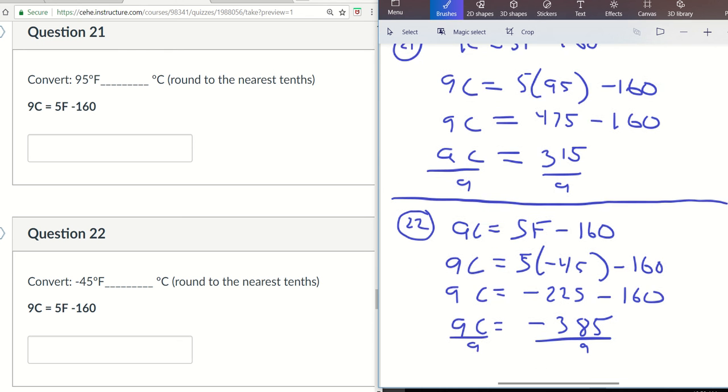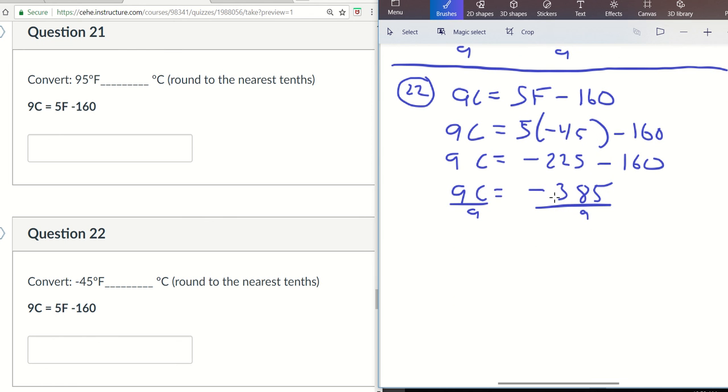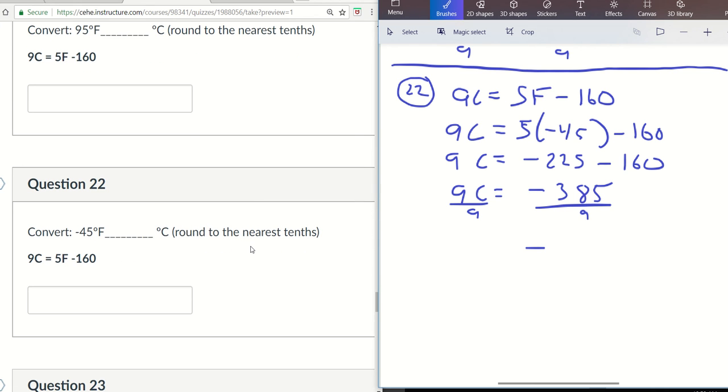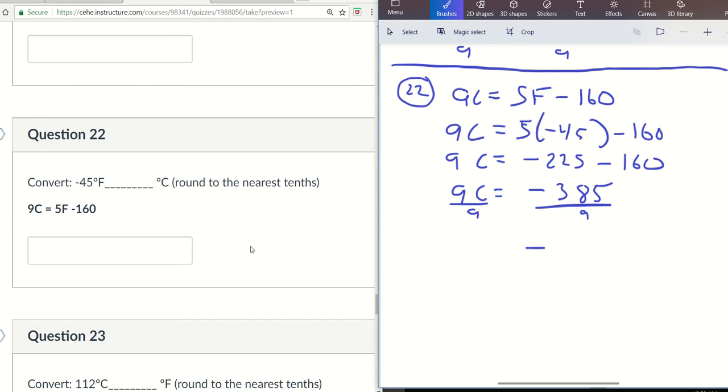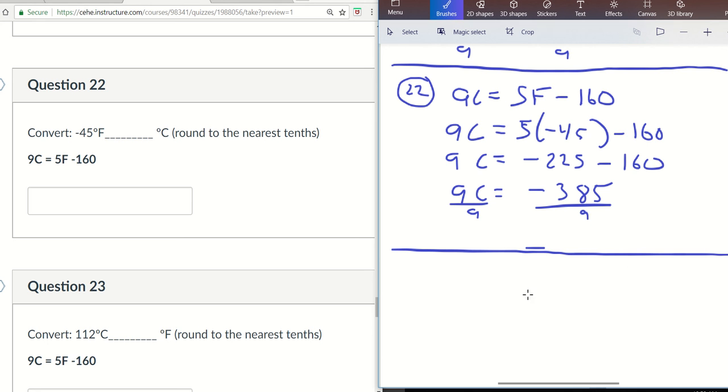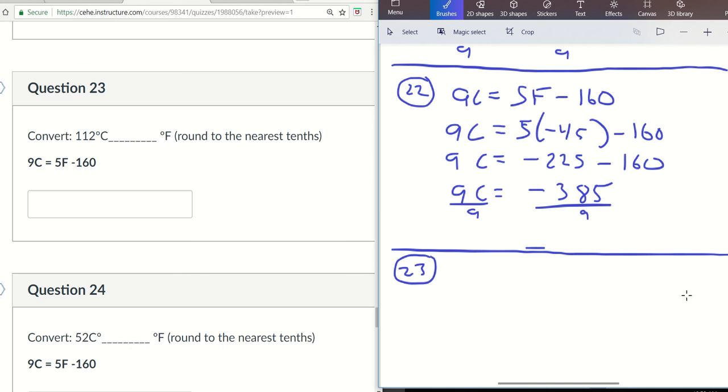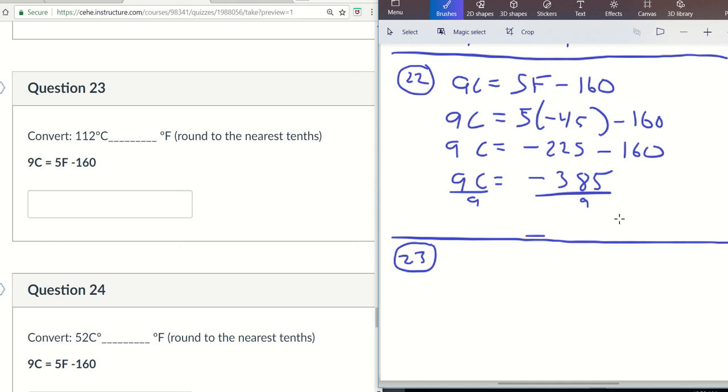Don't forget your negative sign. Negative 385 divided by 9, to the nearest one decimal point. So minus 42.7. 42.77. You gotta round up. 42.8. Yep. Negative 42.8. Make sure you have your negative sign.